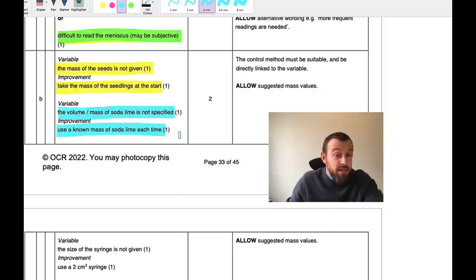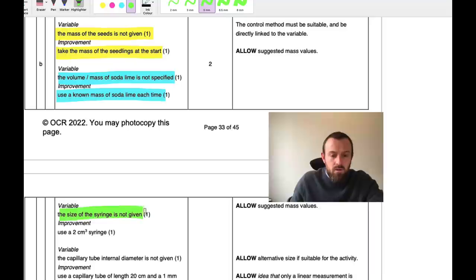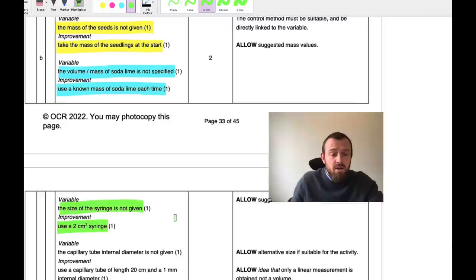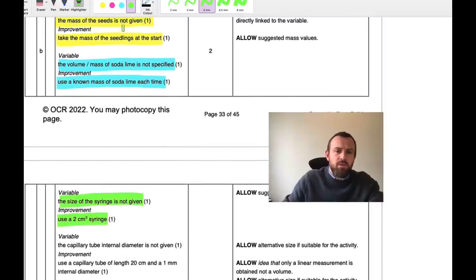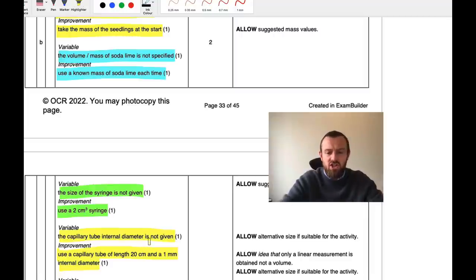Another thing that wasn't specified in the method is the size of syringe is not given. If we tried to replicate this experiment and we did a different size of syringe, it would affect the rate of movement of the fluid. So we could just use a standard size syringe, and you should give a suggested size, like a 2 cm³ syringe. And the final thing is that we just don't even know the capillary tube diameter. If we tried to repeat this experiment with a different diameter of capillary tube, we'd get a much different rate of movement per millimeter. So use a capillary tube of length 20 centimeters and a 1 millimeter internal diameter is a suggestion there.